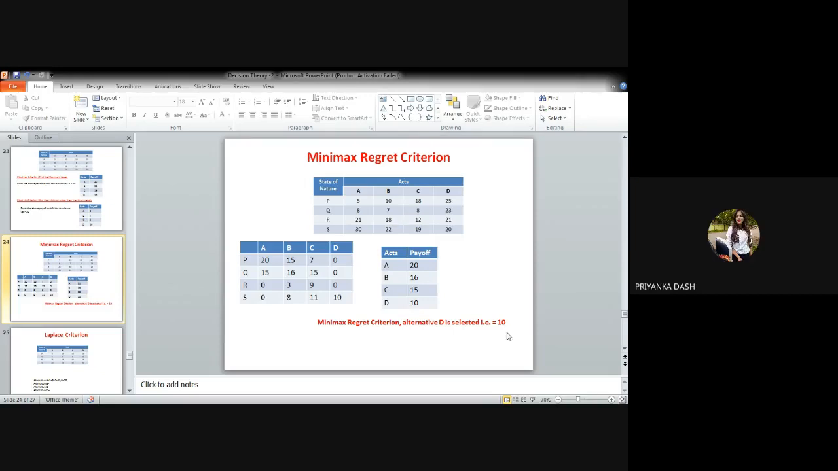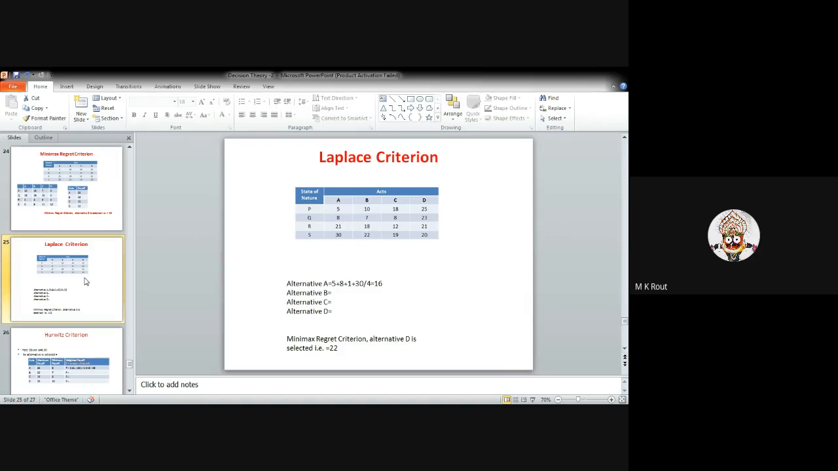Yes, sir. Then move to the next one, bit number 4, that is known as calculation of Laplace criterion. For Laplace criterion, the payoff matrix data is given, and you have to calculate the alternatives. In case of A alternative, I add 5 plus 8 plus 21 plus 30 divided by 4, that equals 16. Similarly, you have to calculate B, C, and D alternatives.